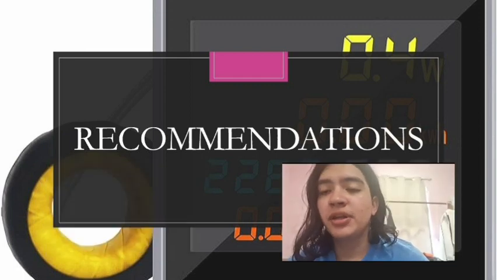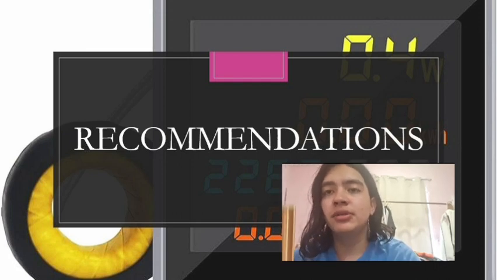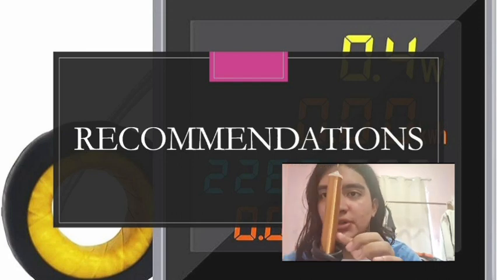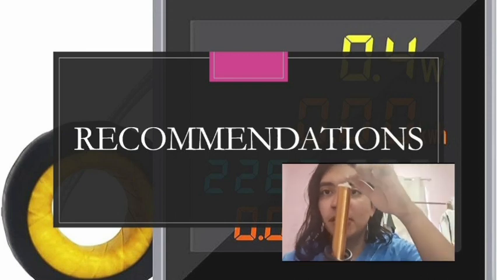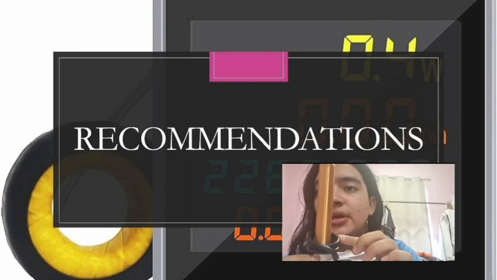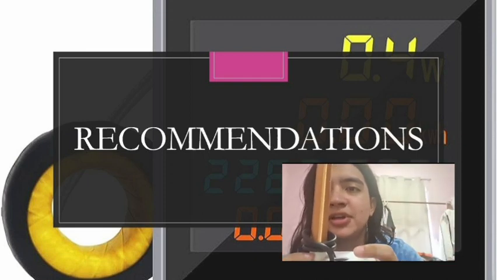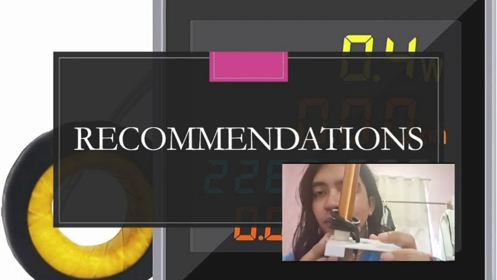Okay, the fourth recommendation for the Tesla coil is that you must know that if you have your first coil going in the clockwise direction, the second coil must be in the clockwise direction, because if not, it's not going to work.